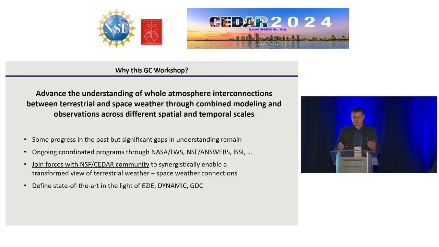to really make use of all the synergies we have, to dig into all the potential from particularly the ground-based observatories, to enable a transformed view of how terrestrial weather impacts the space weather of the ionosphere and thermosphere system. And lastly, I think this will also be useful to more clearly define the state of the art in light of the new upcoming missions, EZIE, DYNAMIC, and hopefully also GDC in the future.